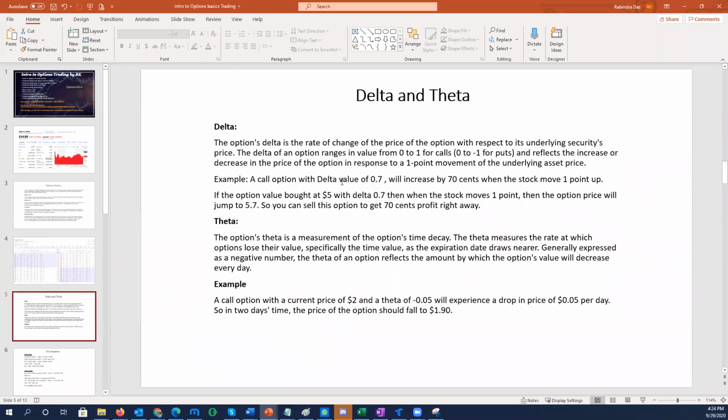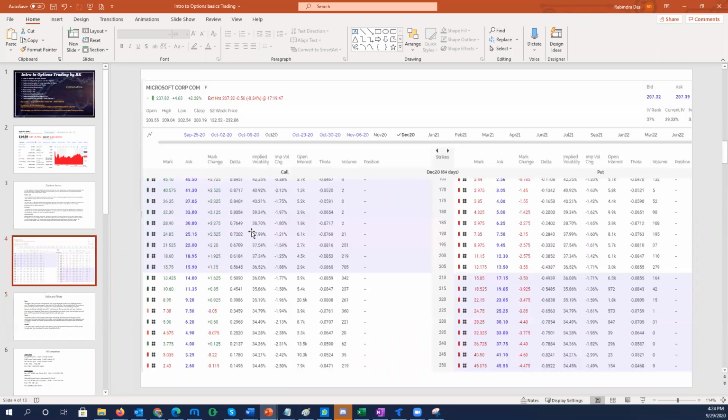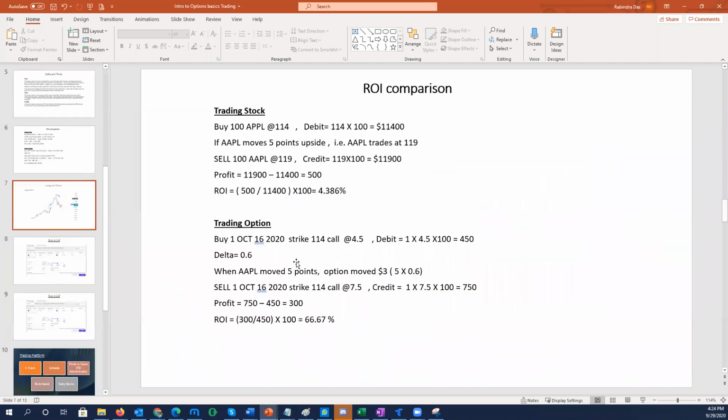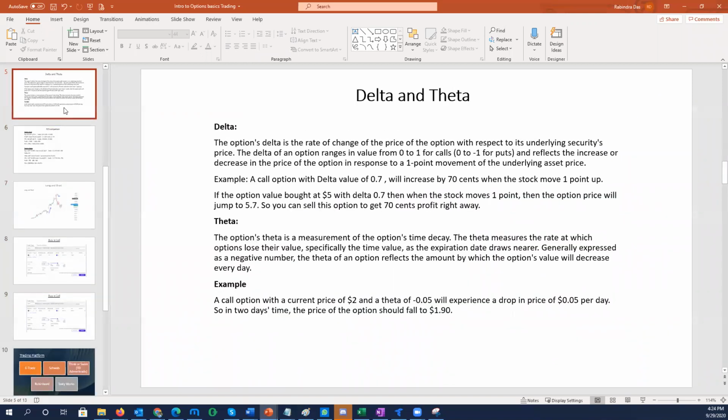So delta tells you how much profit you can make. Theta tells you how much you are going to lose on the option's price. Those are already calculated by the OIC, the Options Clearing Corporation basically. So you don't have to calculate on your own. It is automatically reflected here. Let me go to the platform to show you a little bit.